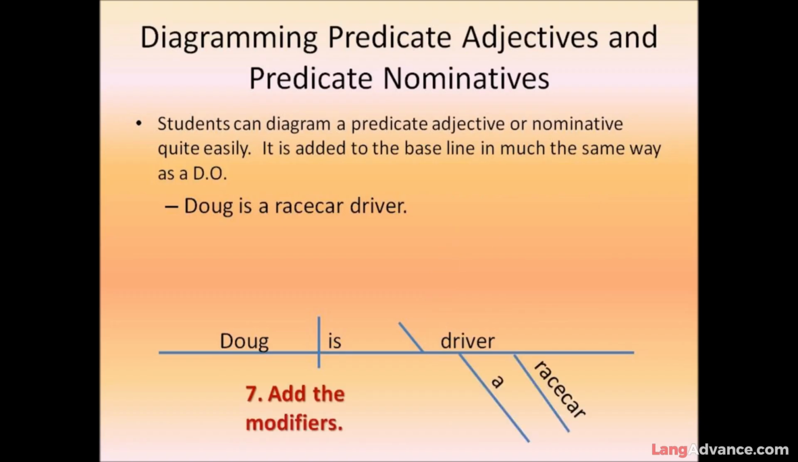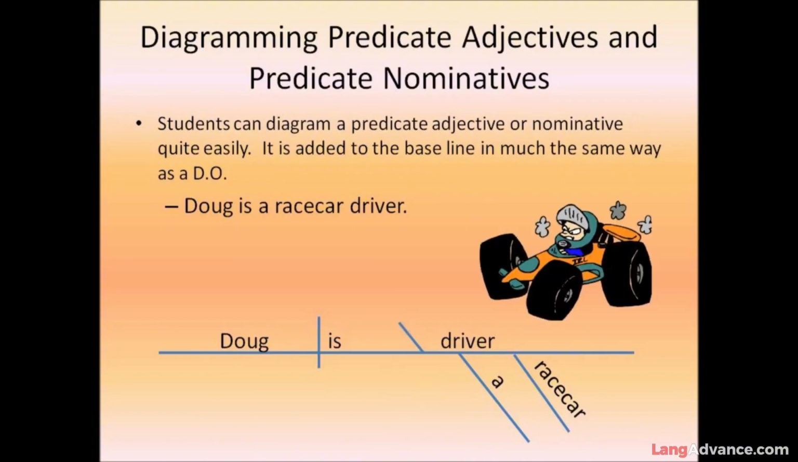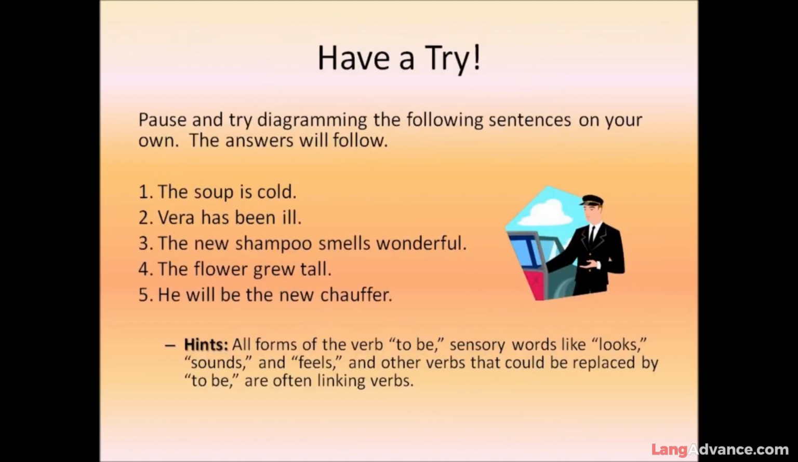Then we add the modifiers. Notice that the predicate nominative or predicate adjective line is on a slant versus the direct object line, which would be perpendicular to the baseline. Our final diagram looks like this. Doug is a race car driver. So why don't you have a try? You can take a look at these and then pause the video and give these a try.